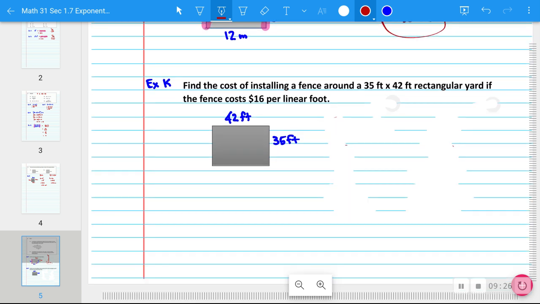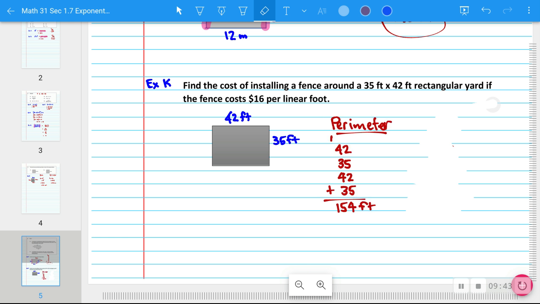Okay, on this last one here, we're going to find the perimeter, so we can make a fence around it, and then calculate the cost at $16 per foot. First of all, the perimeter, you just add all the side lengths. And then once you have that perimeter, it's $16 per foot, so 154 times 16 finishes this section.